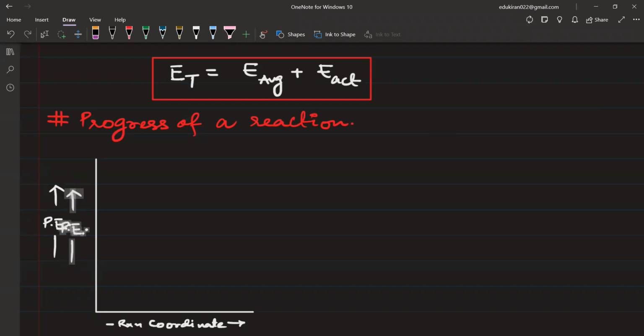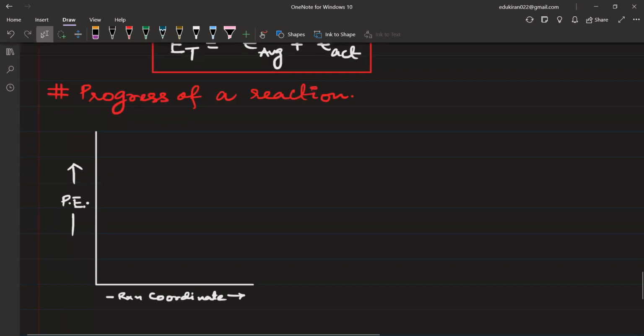So the professor was like, draw a graph for progress of reaction. So everyone drew that, and then the first question he asked was, what is reaction coordinate? कुछ लोगों ने बोला time. उन्होंने कहा नहीं, time तो नहीं है. Then some people had some different answers.